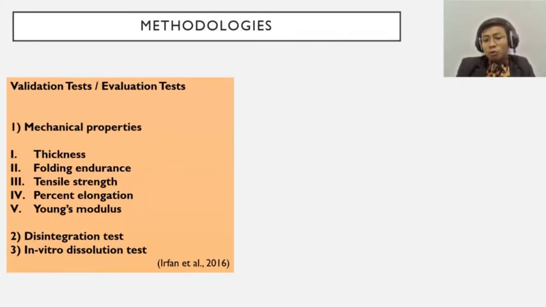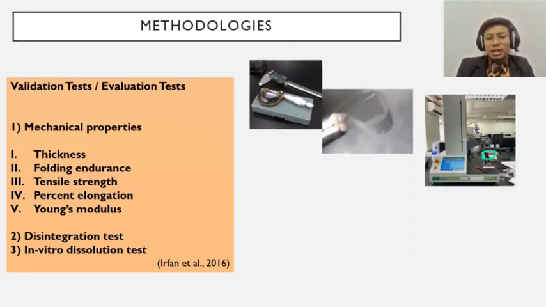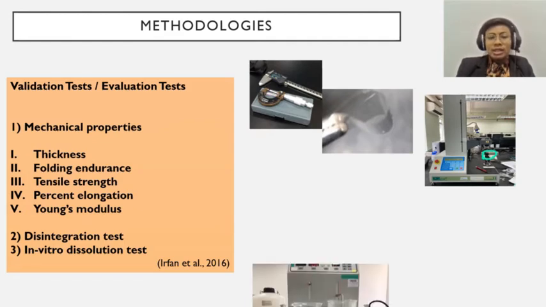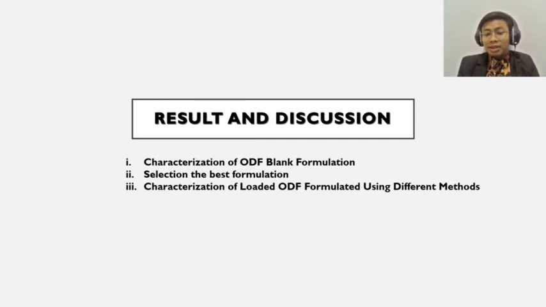The ODF form will be subjected to validation tests such as thickness test, folding endurance test, tensile strength, percent of elongation, Young modulus, disintegration, and dissolution tests. The results are discussed in three important sections: characterization of ODF blank formulation, selection of the best formulation, and characterization of loaded ODF formulated using different methods.